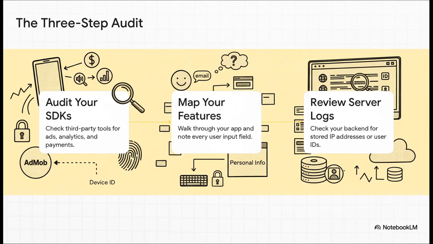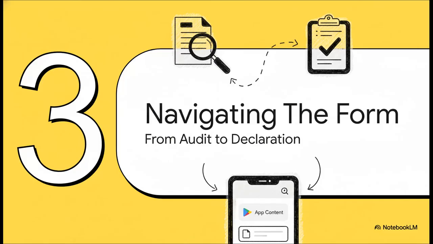So what do you do? You need to run a quick 3-step audit. First, audit your SDKs. Your AdMob SDK, for instance, is almost certainly collecting device IDs. Second, map out your app's features. Got a login screen? Then you're collecting personal info, like an email address. And third, take a peek at your server logs. Are you storing user IP addresses? Yep, that counts too.